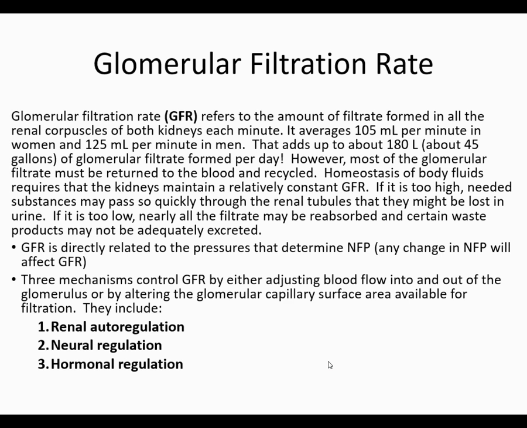Now, listen to these numbers. Average is 105 mils per minute in women, 125 mils per minute in men, which adds up to 180 liters, or about 45 gallons of filtrate formed per day. That's how much stuff we pull out of the blood and begin the formation of urine.